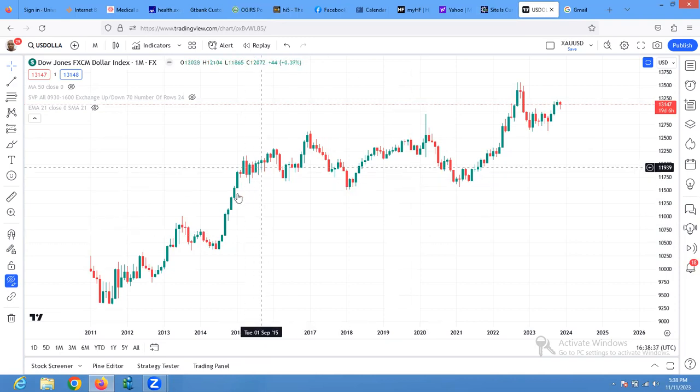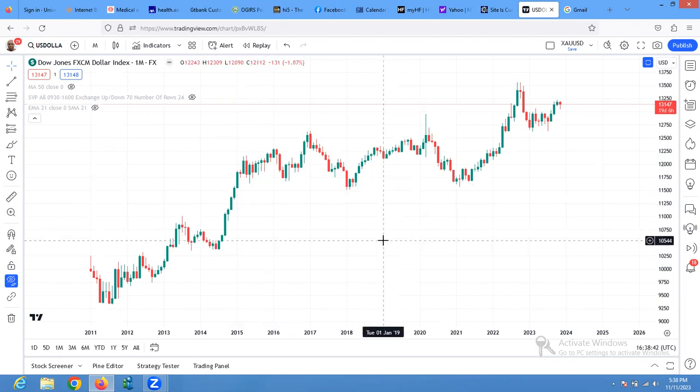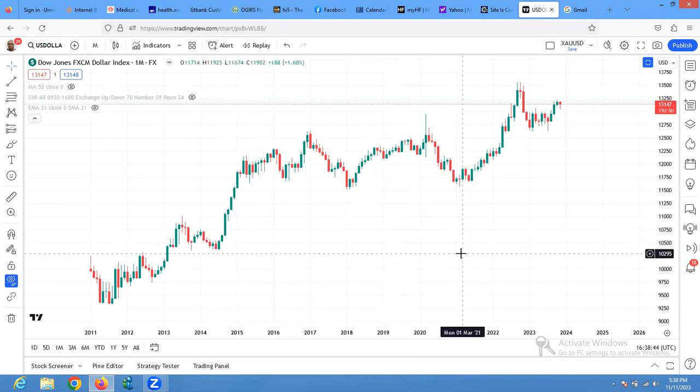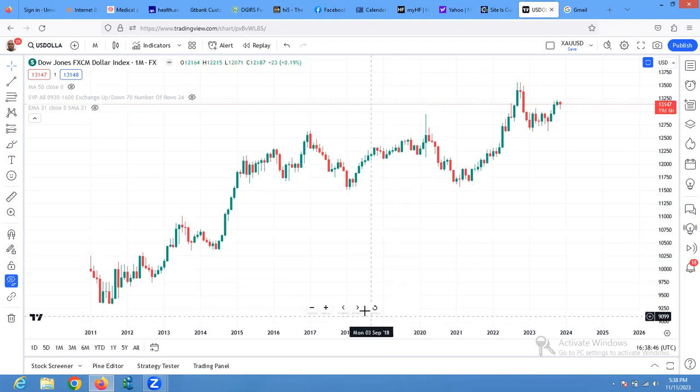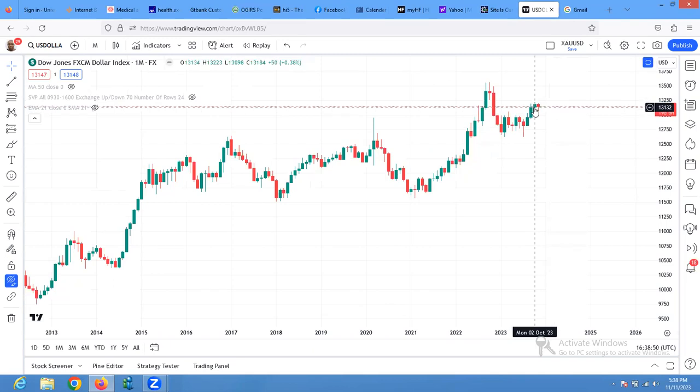Trade will not continue to do this forever. So this is a monthly time frame on the US dollar index. We want to see the price action that we are seeing on the monthly. We are seeing this already appearing, and this may have signaled the end.